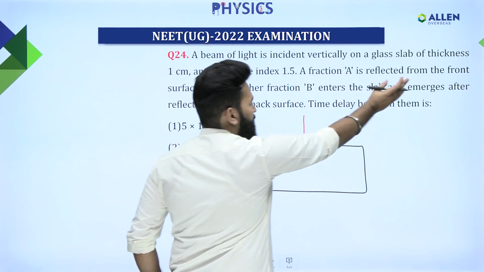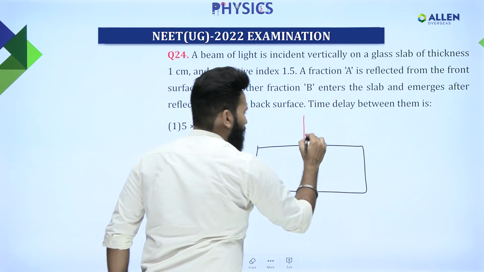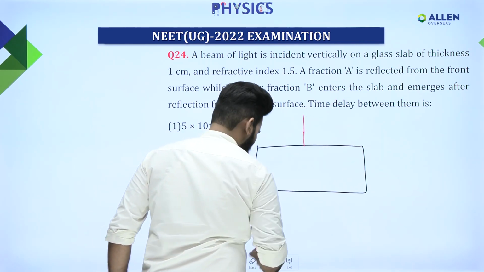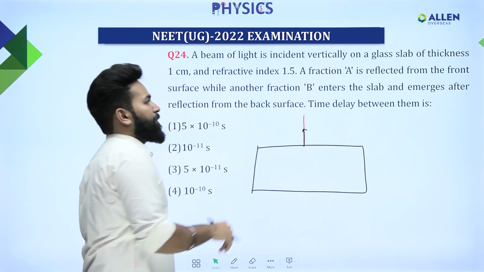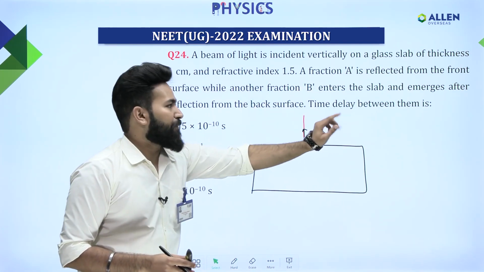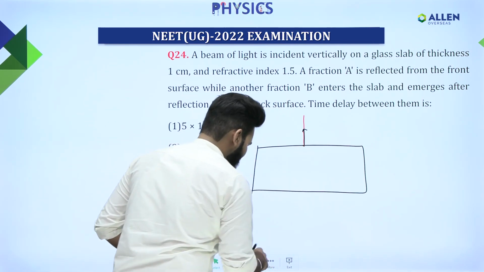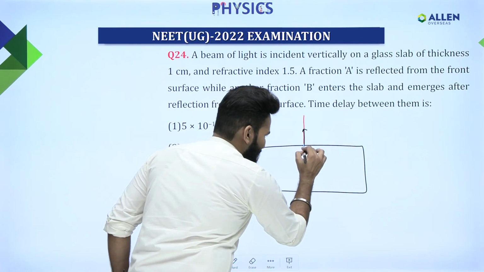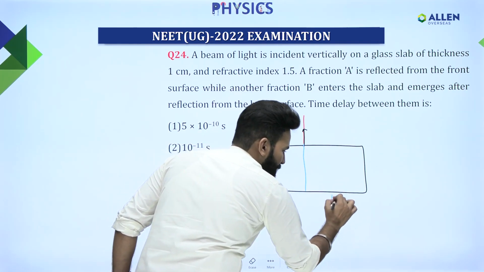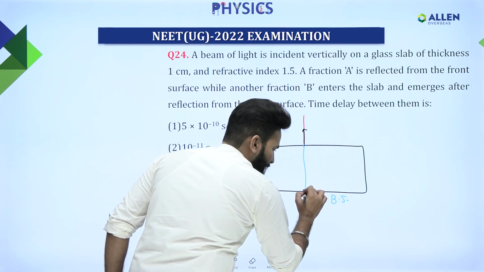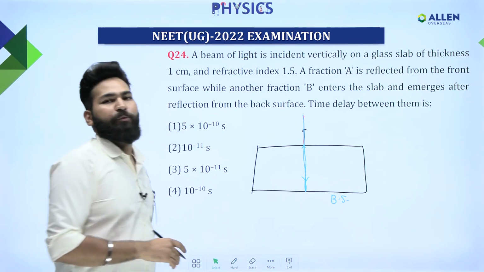Fraction A is reflected from the front surface. So fraction A has been reflected from this surface, like this. And fraction B enters the slab and emerges after reflection from the back surface. What about fraction B? Fraction B is entering the glass slab, it is going down and it is reflecting from the back surface. That's the back surface. So it is reflecting from this one, again going in the upward direction, then it is emerging out.